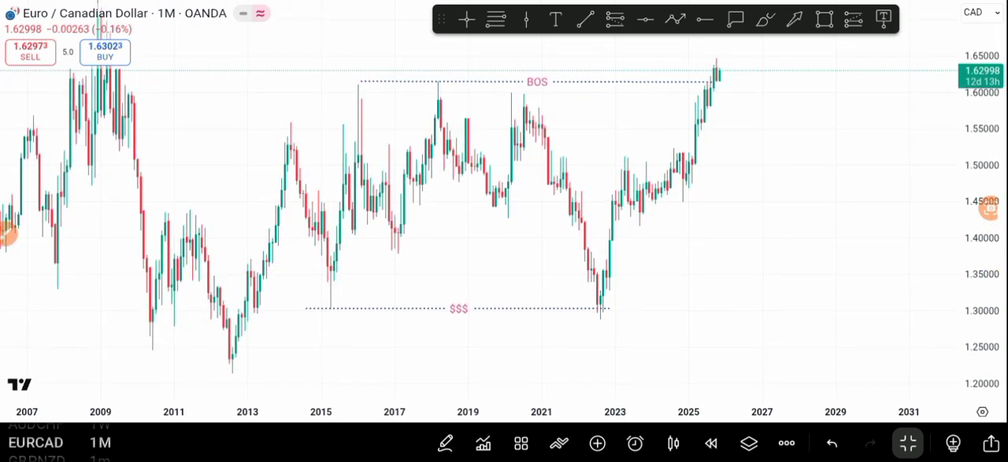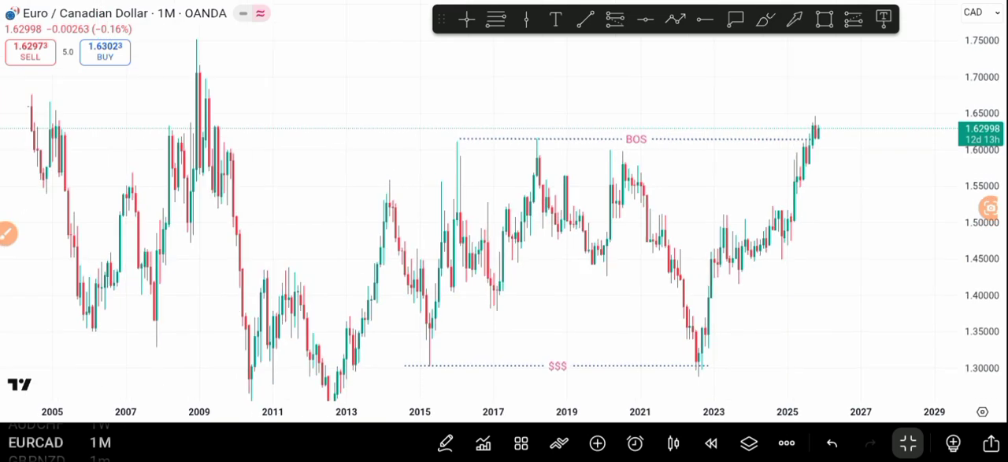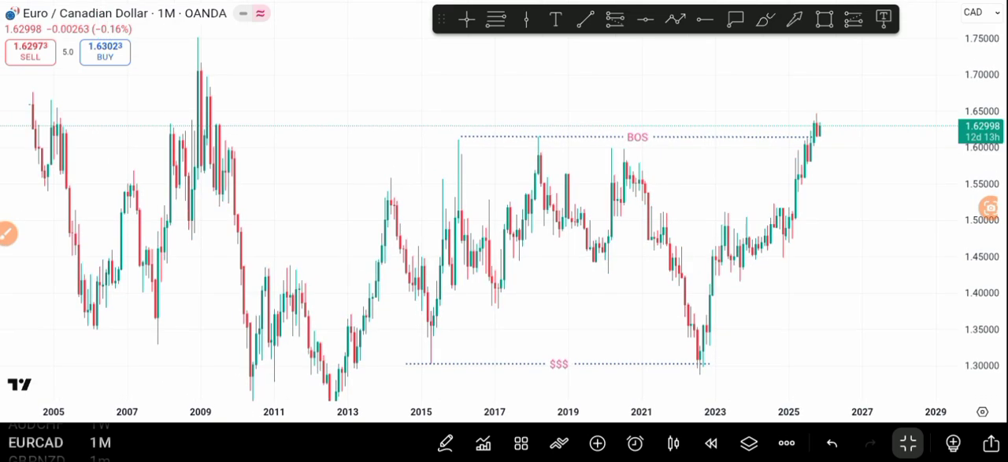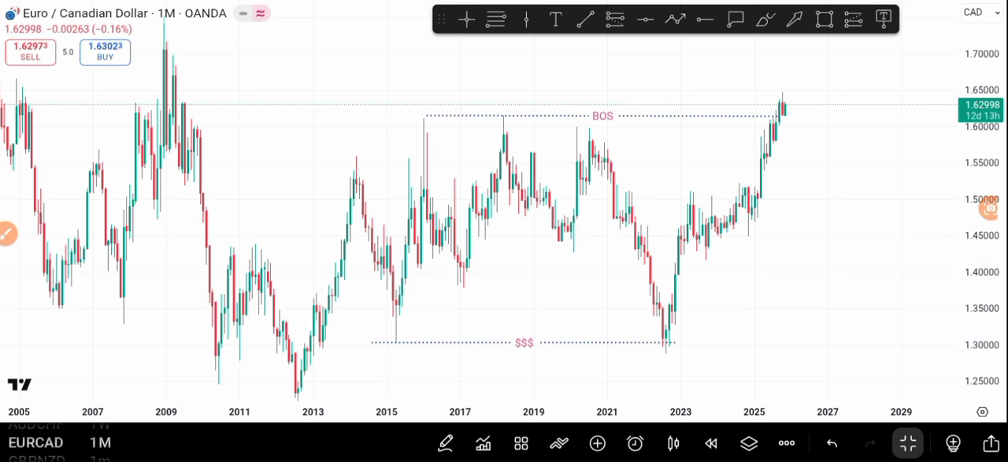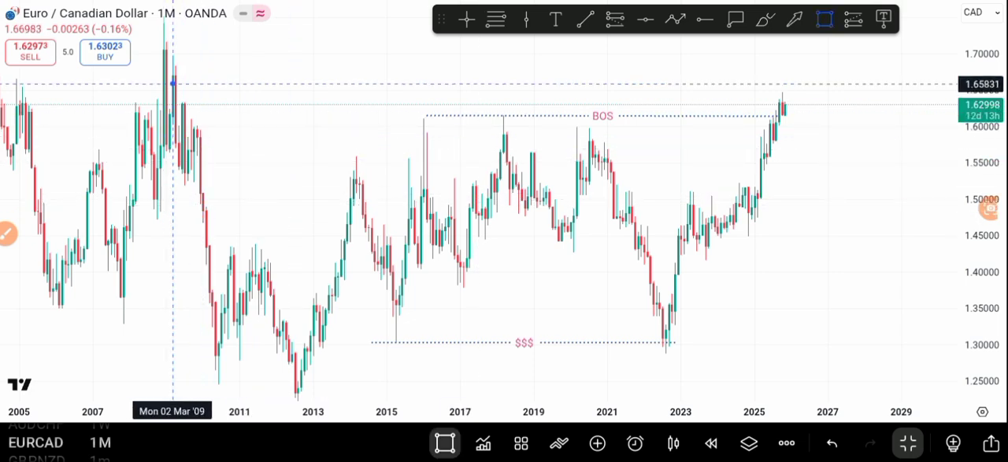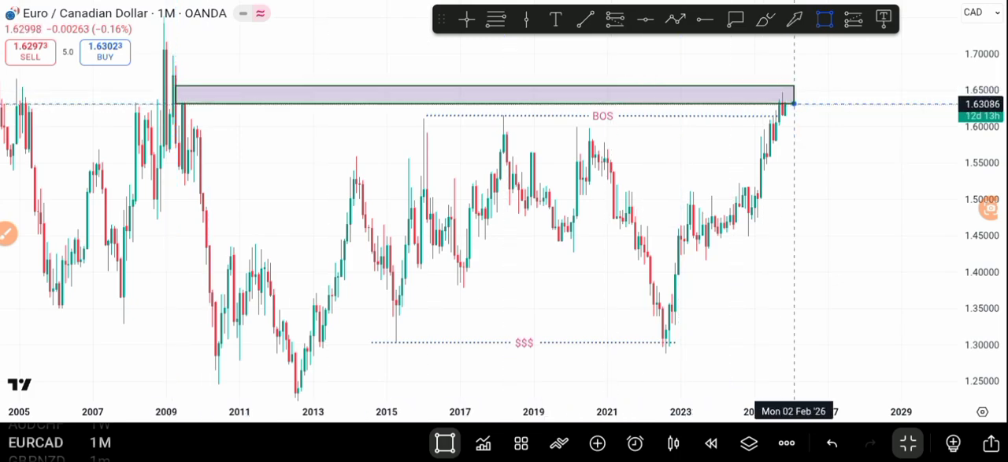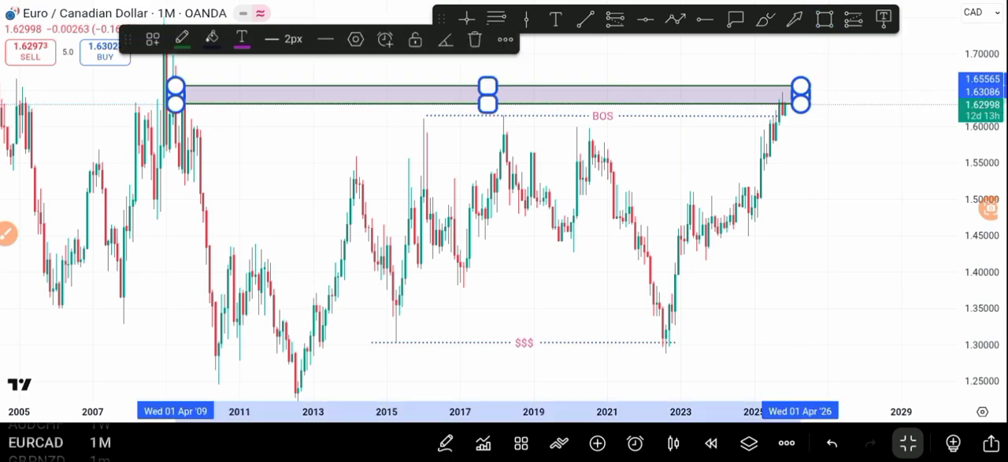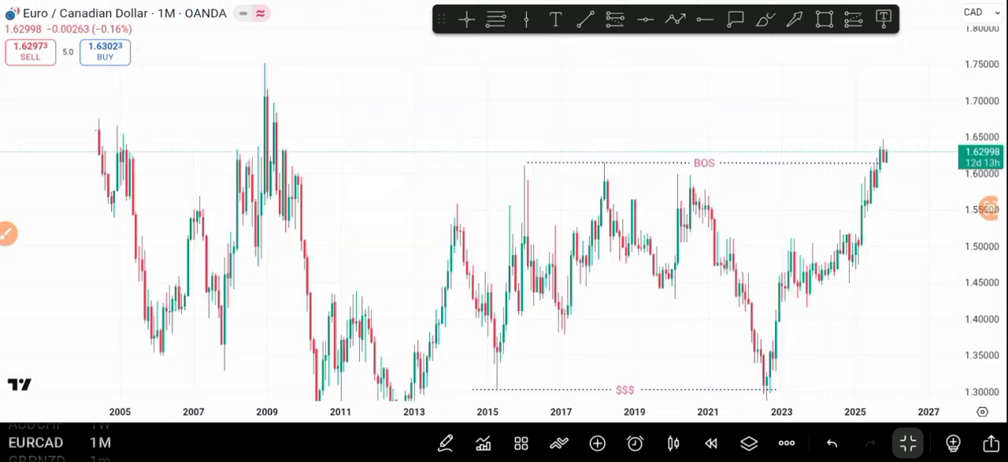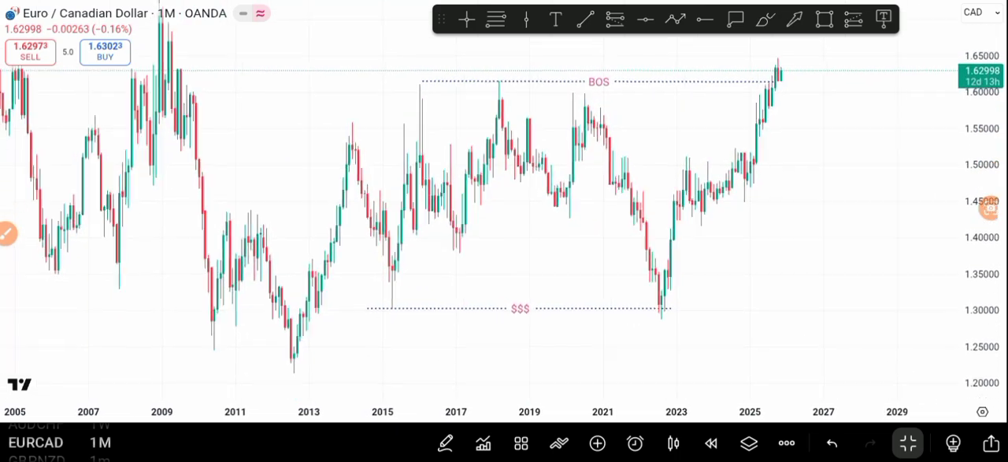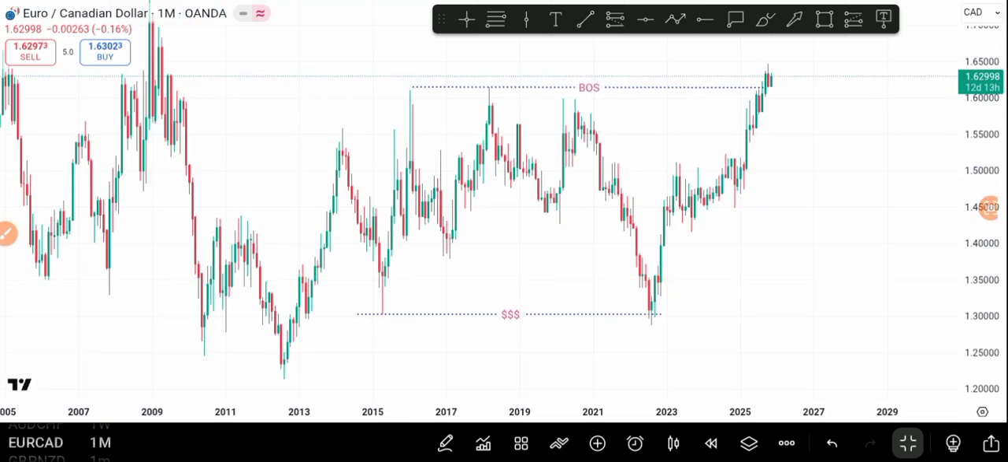And what do we expect after breaking the structure? The price is reacting from somewhere here, which is a kind of key level. So the price is reacting from a key level, but let's go to the lower time frame to check out what the price is doing. But remember, for us to say this is a valid break of structure, it must take liquidity. Same for change of character.